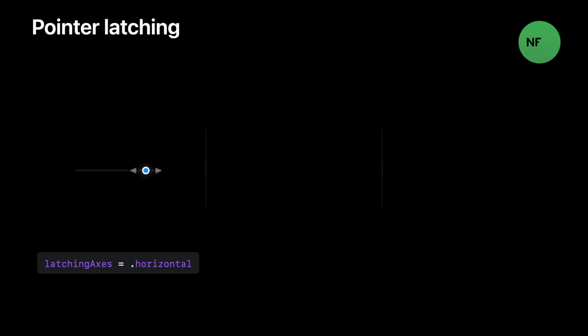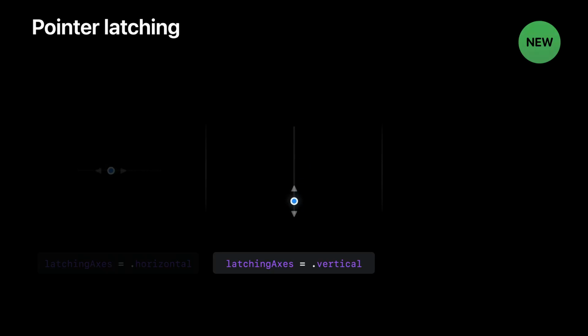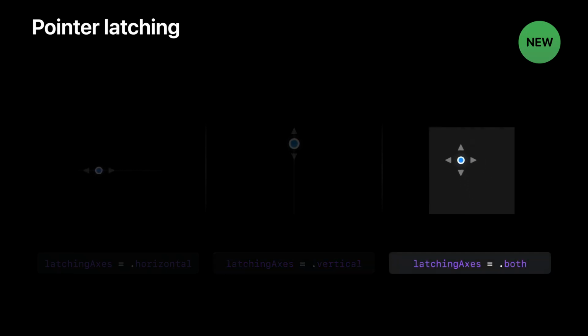To better enable these sorts of interactions, iPadOS 15 introduces the concept of latching axes on UIPointerRegion. When a region latches along a given axis, its pointer effect follows the pointer along the axis when the primary mouse button is pressed. A horizontally latching region lets you drag freely along the x-axis, while still rubber banding along the y-axis. A vertically latching one lets you drag freely along the y-axis, and one that latches along both lets you drag freely along both axes. These new tools can be used to build some really powerful new experiences.